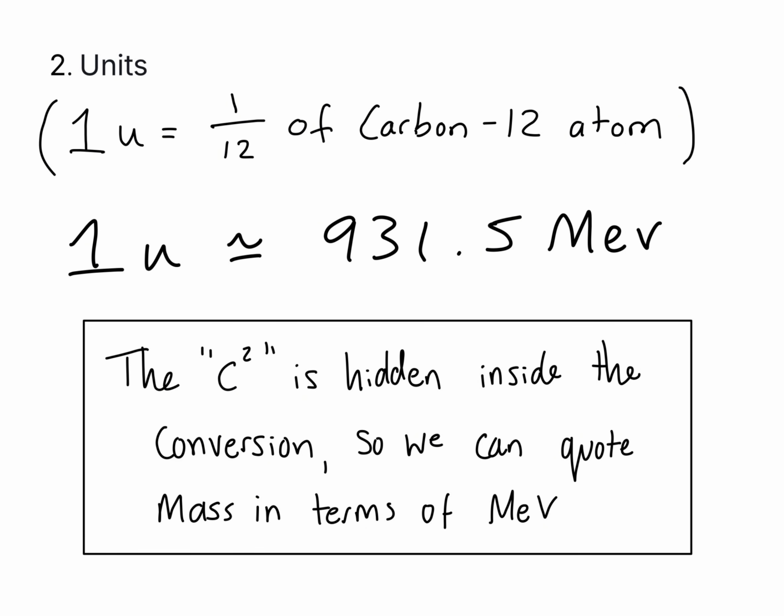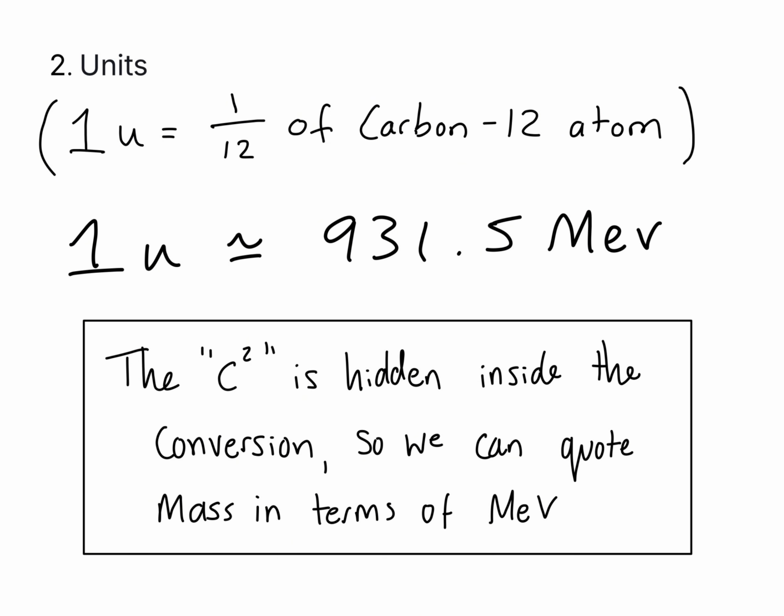Now the units, and this is a place where people get confused. We can measure nuclear masses in atomic mass units, U, where U is 1/12 of a carbon-12 atom, which is roughly the mass of a proton. And you'll see it stated that 1 U equals about 931.5 mega electron volts, MeV.